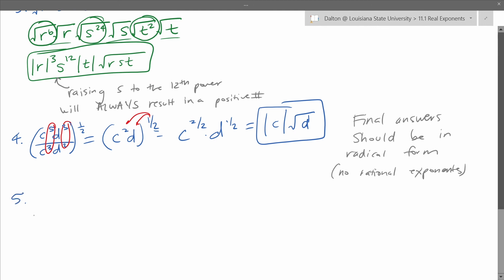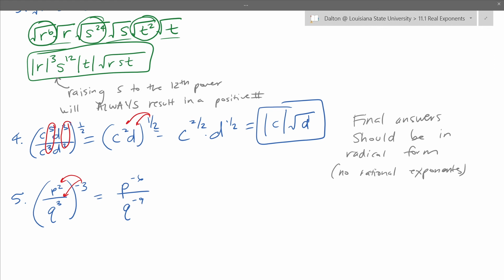Okay, example number 5. P squared over Q cubed all to the negative 3rd power. So again, you could do a couple of different things. You could take care of that negative power first, or you could go ahead and distribute that negative 3 into both terms. In doing so, you get P to the negative 6th power over Q to the negative 9th power.